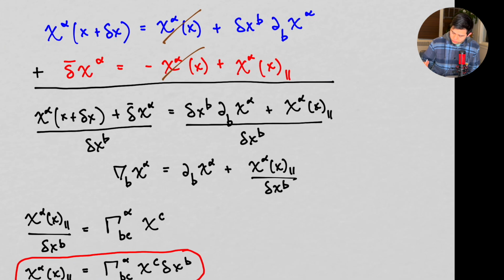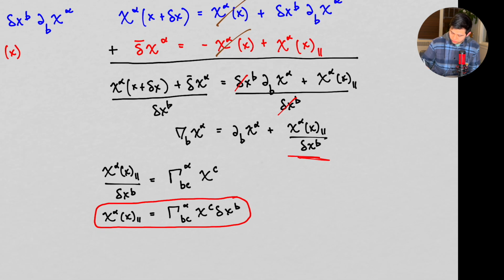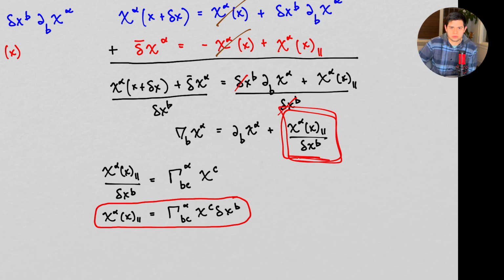So this guy here and this guy here, right? So this is going to cancel out with this guy, but then we have this term over here as well. This term over here contains everything we need to know about parallelism on the manifold. Okay, so if we define it in this way, then we can get this.